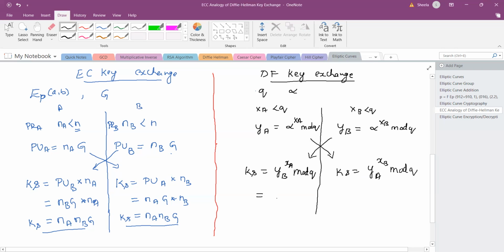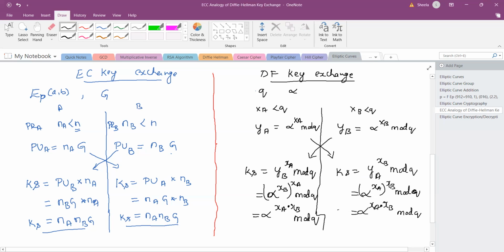So according to this, I can express YB as alpha to the power of XB, whole to the power of XA mod Q. And here this is nothing but alpha to the power of XA, whole to the power of XB mod Q. So this is the same as alpha to the power of XA into XB mod Q. So here also both the users have a common session key.